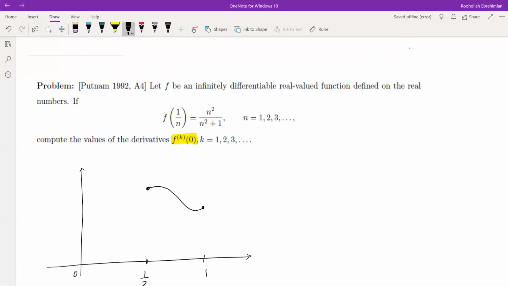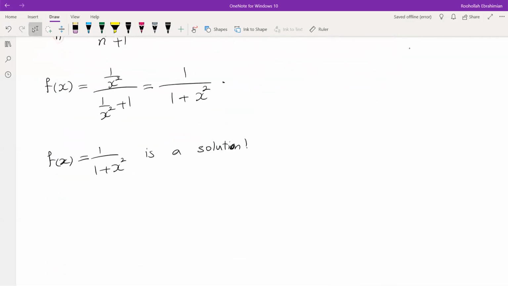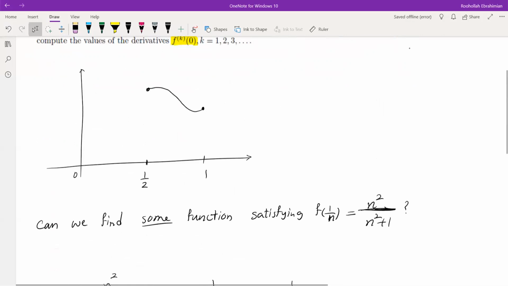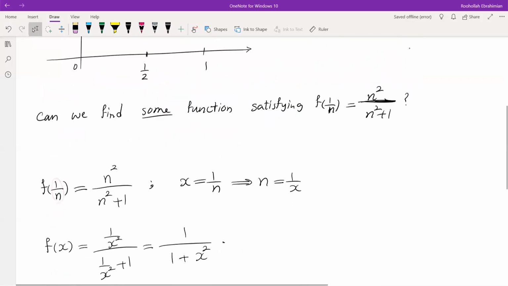So we essentially need to do two things. First, evaluate the derivatives of the function that we found, 1 over 1 plus x squared. And second, show that those values are exactly the same for any other function satisfying the condition of f of 1 over n equals n squared over n squared plus 1. So these are two things we need to show.